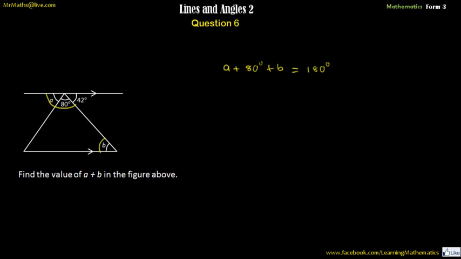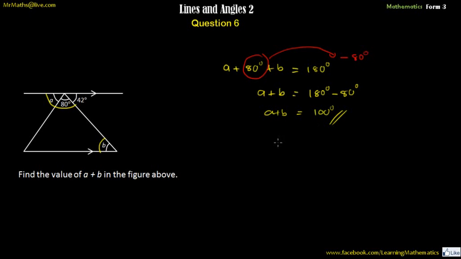Let's move 80 over to the left, and becomes 180 minus 80. Okay, let me correct that. Minus 80 degrees. On the left side of the equation, what is left? Yes, only A plus B is left. That is the answer that we are trying to figure out. That is equal to 180 degrees minus 80 degrees. So A plus B is equal to 100 degrees. So that's the answer that we're looking for. Move on to the next question.